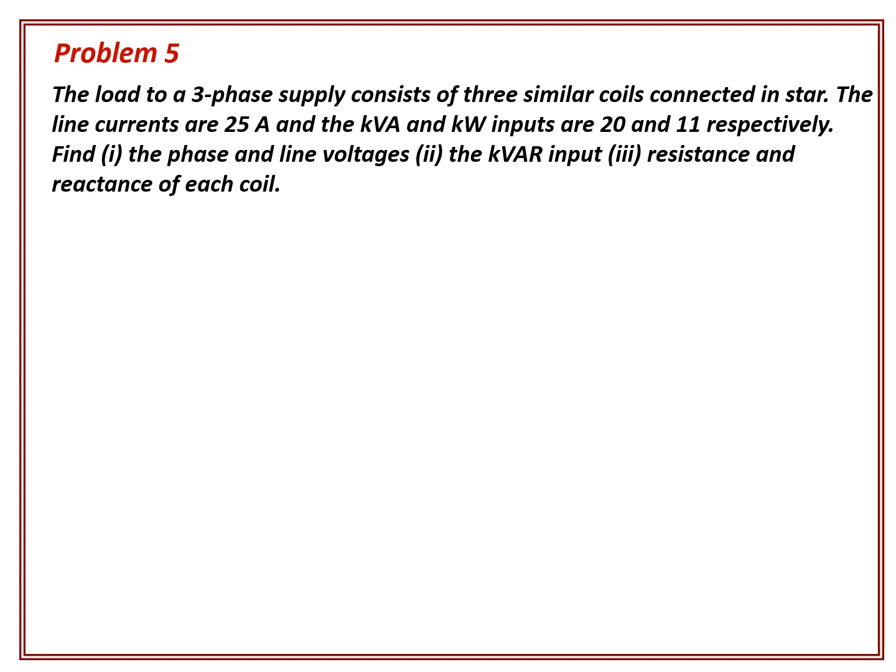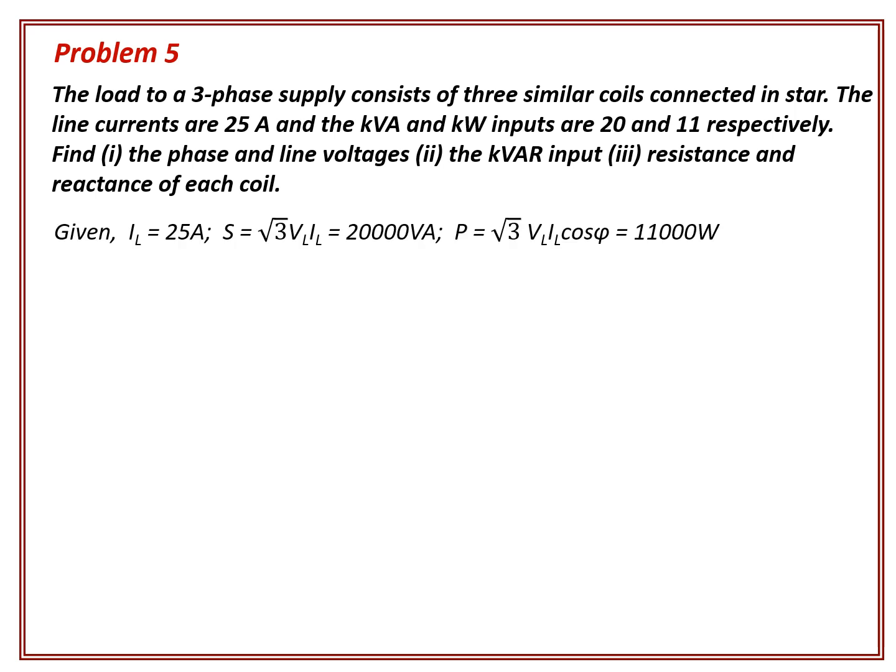Next question. The load to a three-phase supply consists of three similar coils connected in star. The line currents are 25 ampere and the kVA and kW inputs are 20 and 11 respectively. Find 1. The phase and line voltages, 2. The kVAr input, 3. Resistance and reactance of each coil.